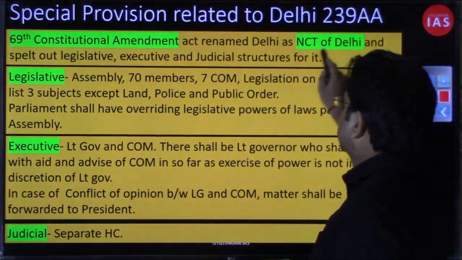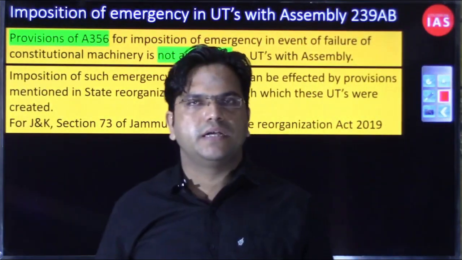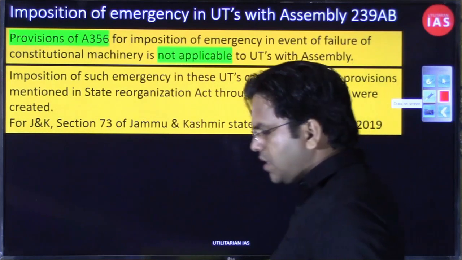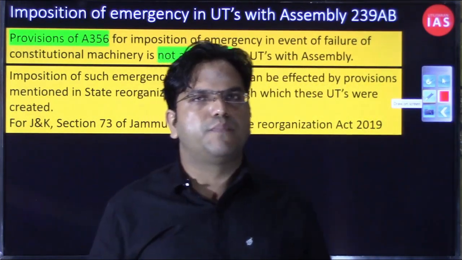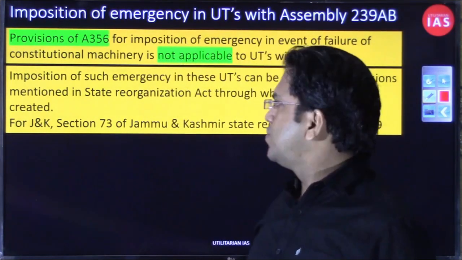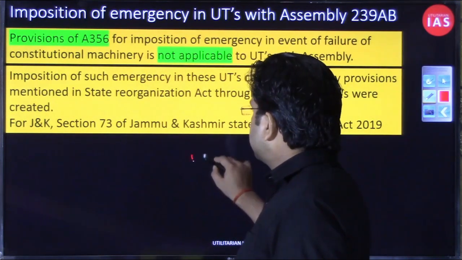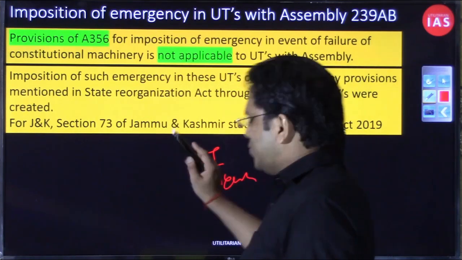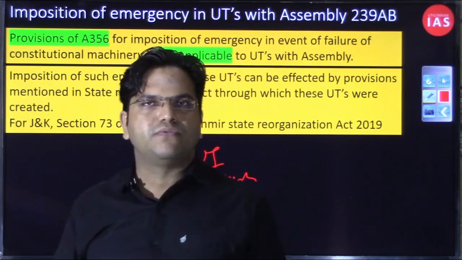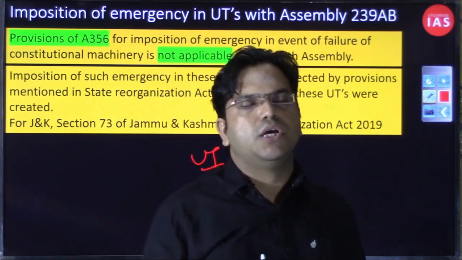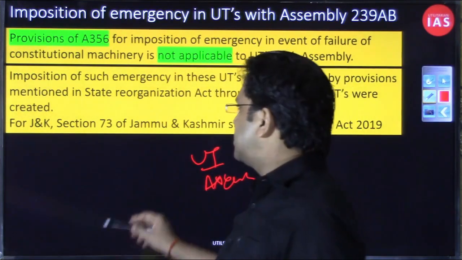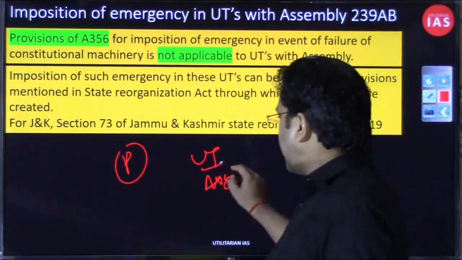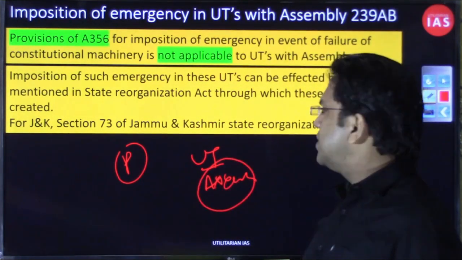Now let us move to the next slide and start discussing Article 239AB. Article 239AB discusses the imposition of President's rule in those UTs that have assemblies, right. You cannot impose President's rule in those 5 UTs which do not have an assembly, because those are ruled by the President himself, who has appointed the administrators. But the imposition of President's rule can happen in the UTs which do have an assembly.